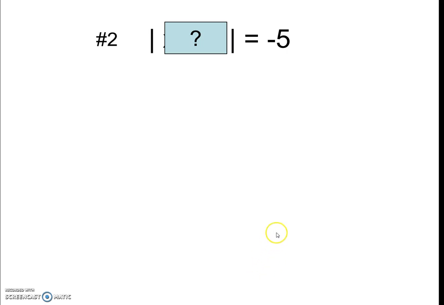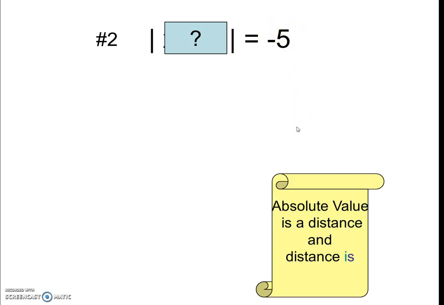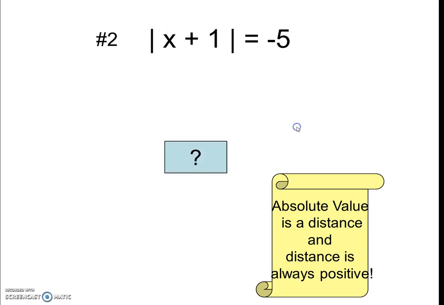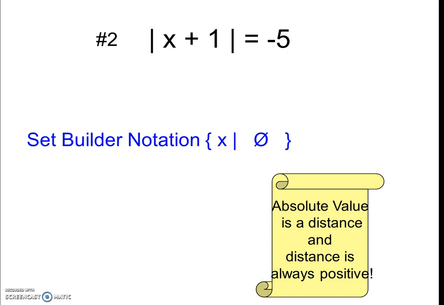I thought we said that it could never be negative. Well, if absolute value is a distance and distance is always positive, then there's nothing that will work. Nothing will work. So we have to tell people, hello, broken, nothing will work. And this is how we're going to do it. This is not a 0. This is a null set, meaning there are no answers.